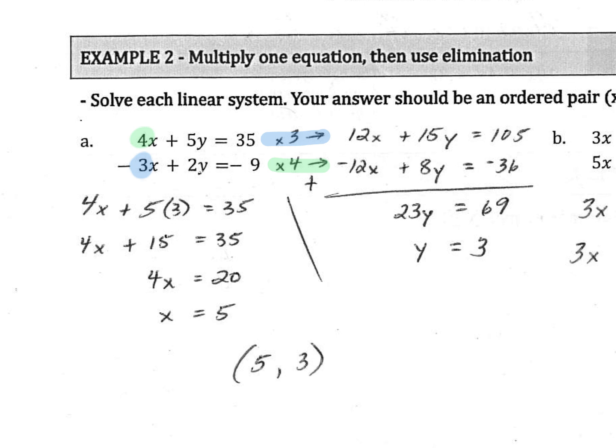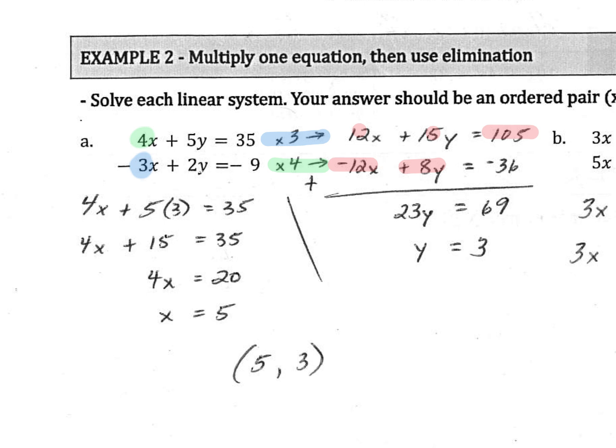So let's look at what happens. When we multiply each number by 3 in the first one, 4 times 3 is 12, 5 times 3 is 15, 35 times 3 is 105. It's a big number, but it's what we want. If we do times 4 for the second one, negative 3 times 4 is negative 12, 2 times 4 is 8, negative 9 times 4 is negative 36. So we get those new numbers for our equations. Notice I still have everything lined up.